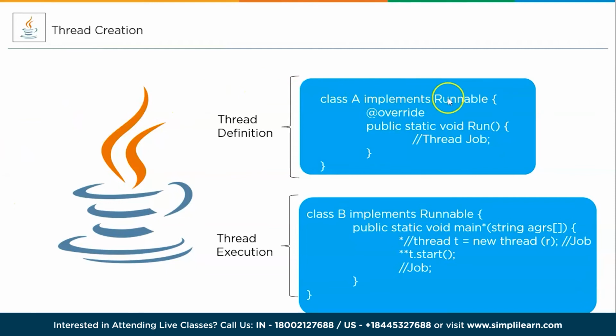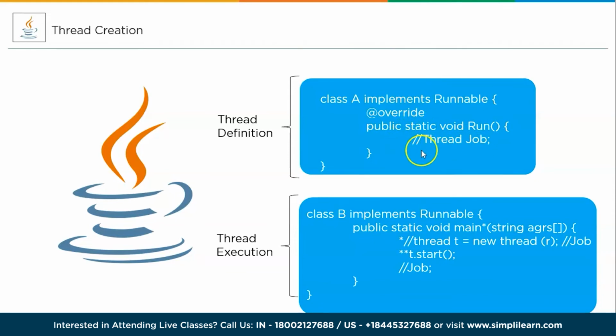Now we have something called a runnable interface in Java. We will be overriding that runnable interface to get the thread job executed. You can see here this particular code segment is called the thread definition. To implement the runnable interface, you will write a class A, which will implement the runnable interface, and inside that you will override the run method, which is the only method available in the runnable interface of Java.